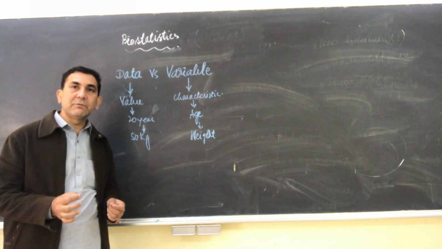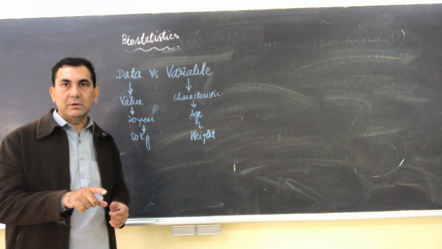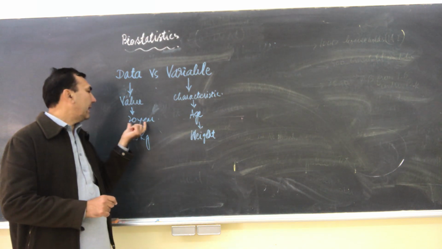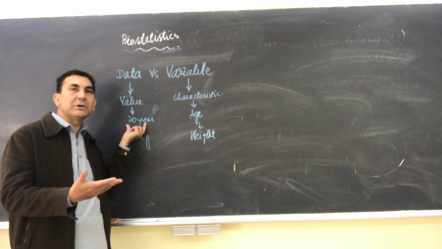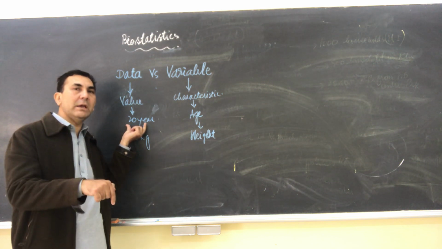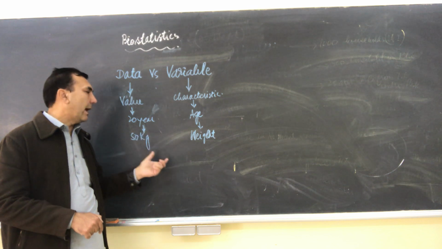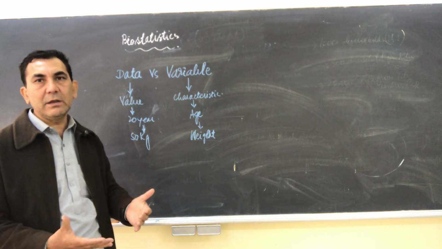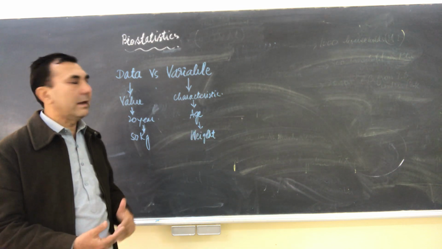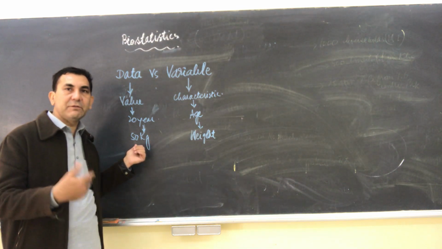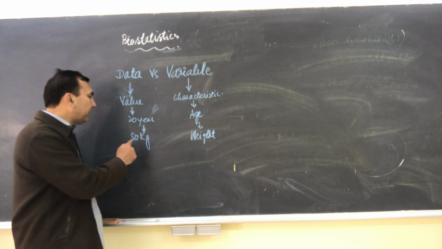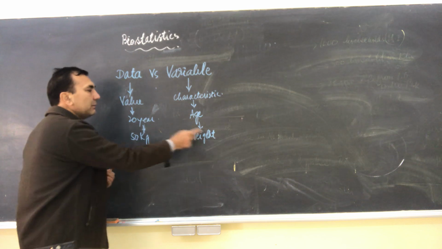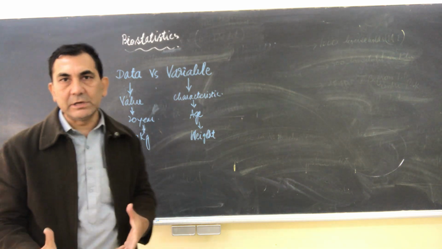And the data is the valuation of the characteristic. Just like age is a variable, and 20 years, 30 years, 40 years are the valuation of the age, which is called the data. The second one is weight. Weight is a variable which varies from person to person. If it is 50 kg, 60 kg or 70 kg, then 50 kg is the data, which is the valuation of the weight. So it is clear now.